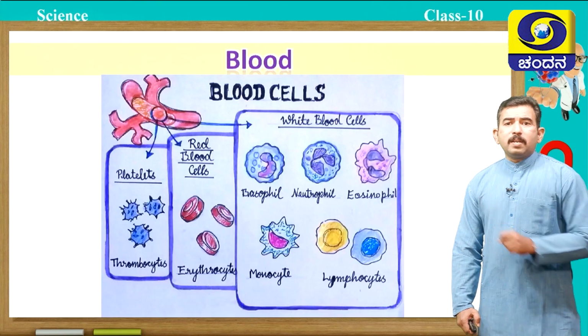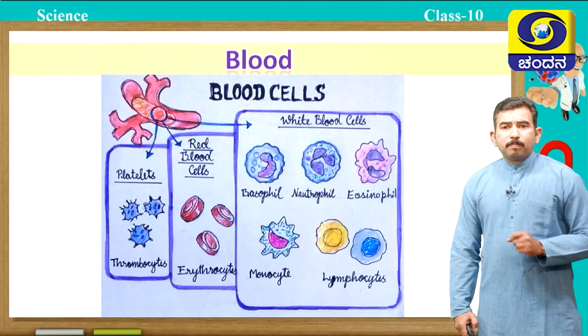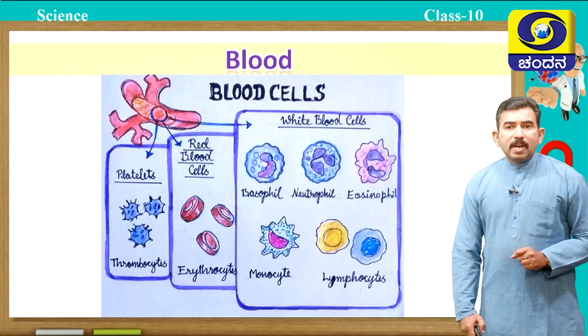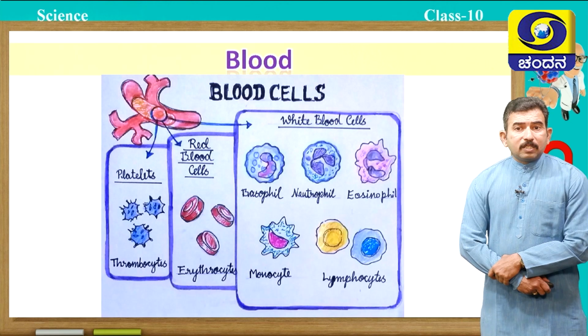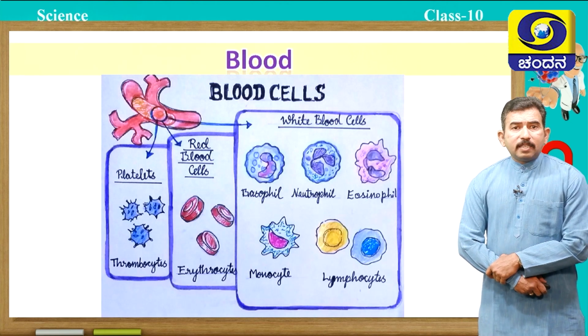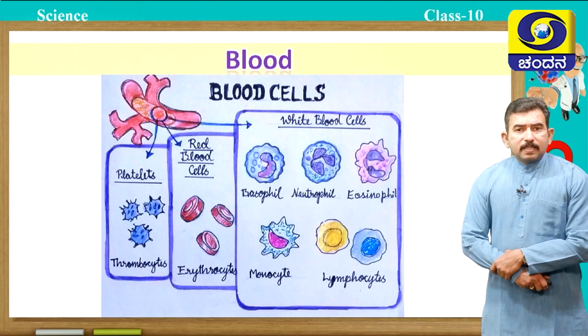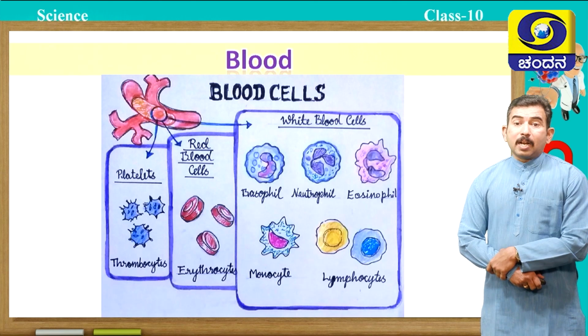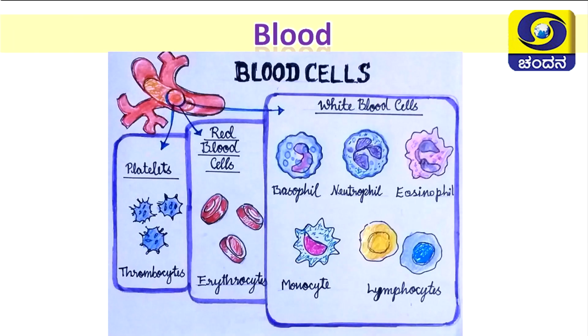The second important part in our circulatory system is blood. Blood is a fluid connective tissue. The main components of blood are the liquid part, nothing but a matrix called plasma, and also blood contains different types of cells. And what are the different types of cells present in our blood? Yes, you are right. Platelets, red blood cells, white blood cells. These platelets are also called thrombocytes, red blood cells are called erythrocytes, white blood cells are also known as leukocytes.